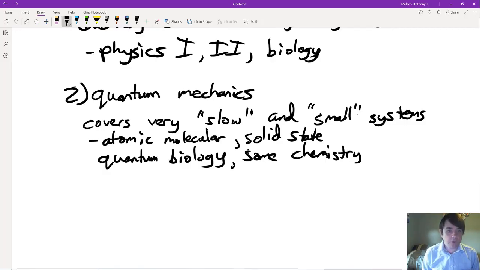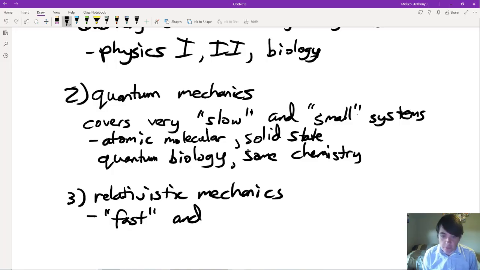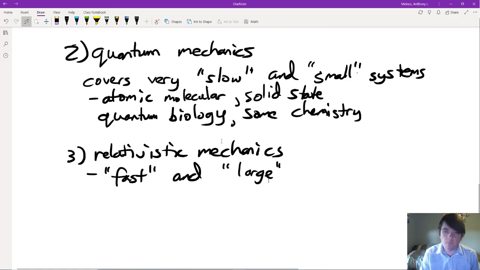So the third subject that physics is split up into is called relativistic mechanics. These are things that are very fast, so approaching the speed of light. You know, maybe it's 30% of the speed of light or whatever. And also very large things, our scale, not quantum mechanics scale. If you're studying this stuff, you're studying special relativity.